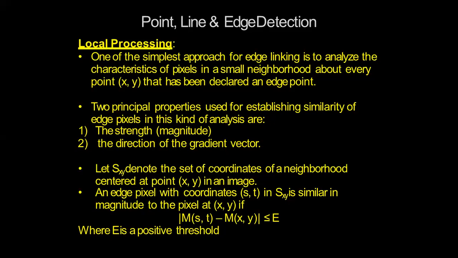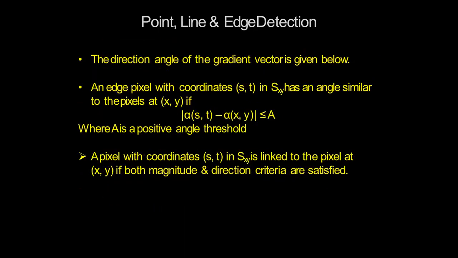Let S of x, y denote the set of coordinates of a neighborhood centered at a point x, y in an image. An edge pixel with coordinates s, t in S of x, y is similar in magnitude to the pixel at x, y if the magnitude of M of s, t minus M of x, y is less than or equal to E, where E is a positive threshold. That is the meaning.